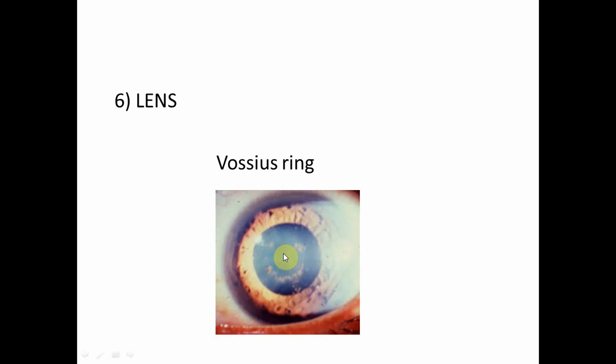Usually it will be a little smaller than the pupillary diameter, because usually when there is initial trauma, there will be a little constriction of the pupil. So later on, when you see some amount of traumatic mydriasis, you will see the Vossius ring properly. So this is what you mean by Vossius ring. It is basically a manifestation on the anterior lens capsule in cases of blunt ocular injury.